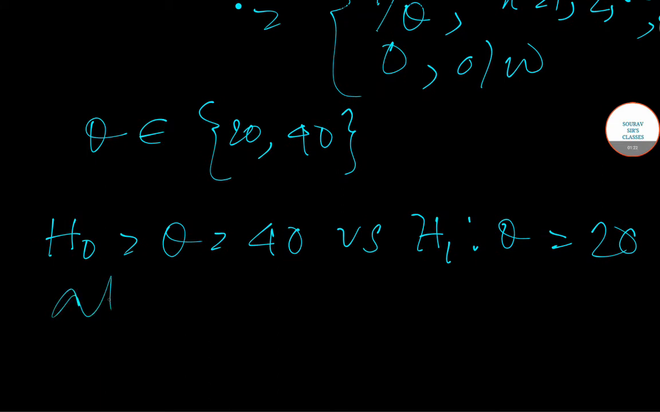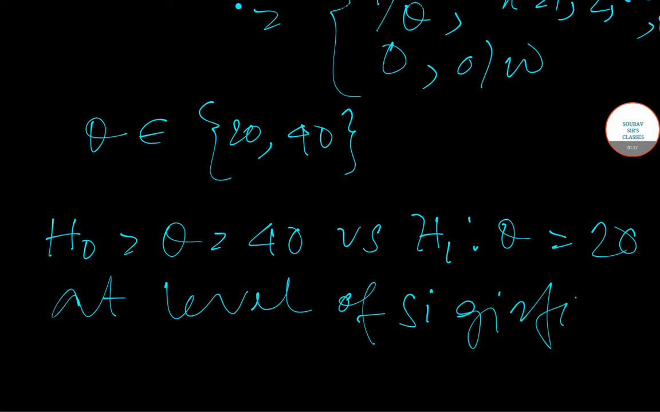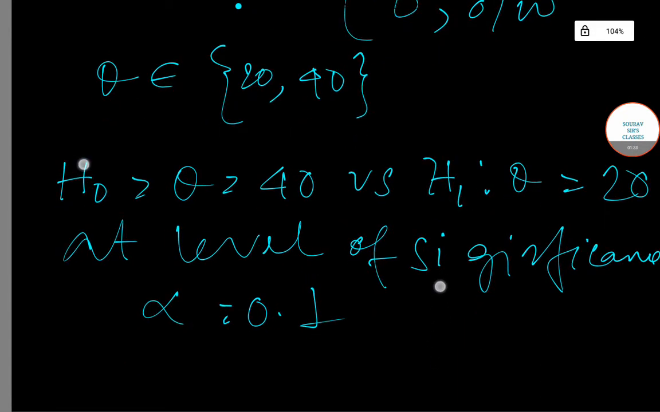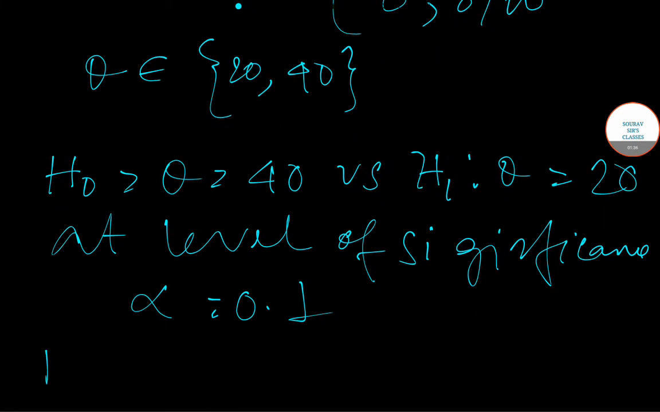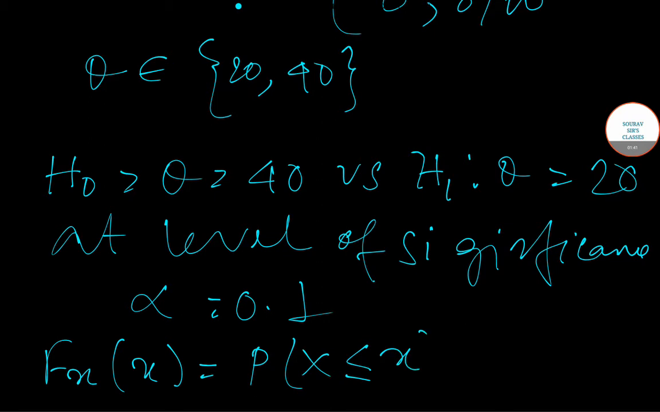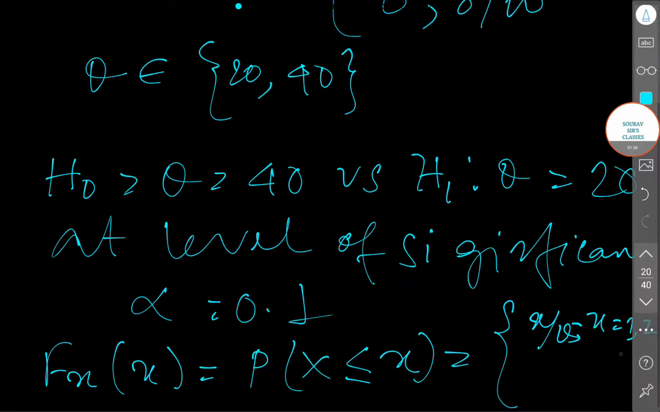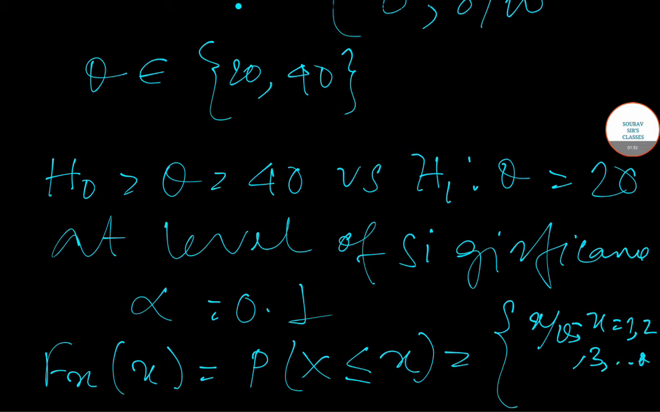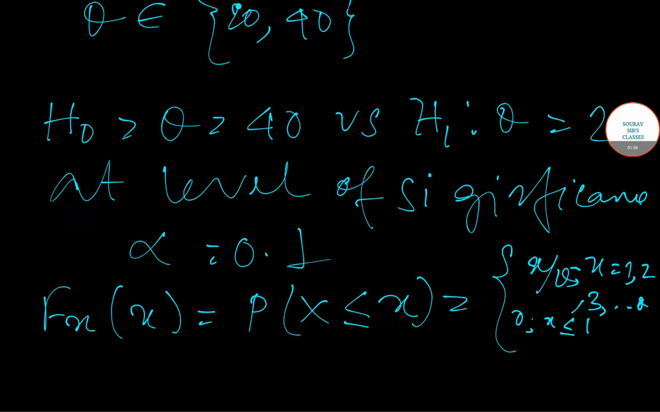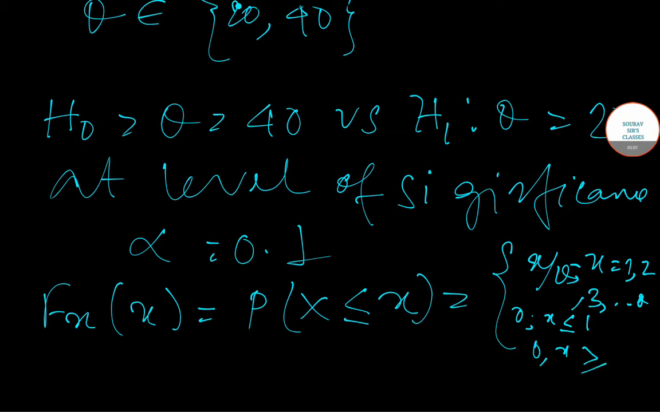At level of significance alpha is equal to 0.1, we are asked to calculate the critical region. Now F of x is equal to P of capital X less than or equal to small x is equal to x by theta for x equals 1, 2, 3 and so on up to theta, and 0 for x less than 1, and 1 for x greater than or equal to theta.